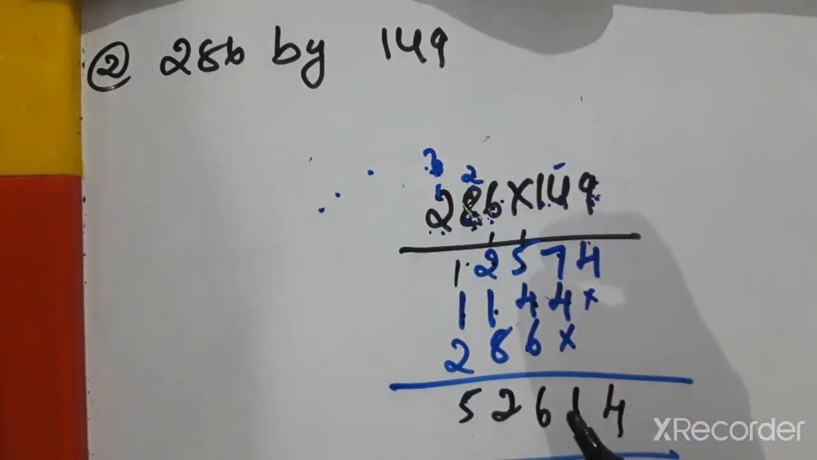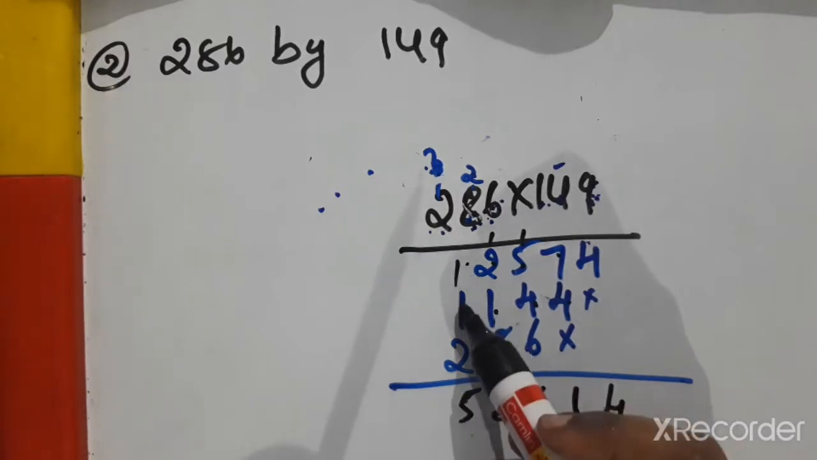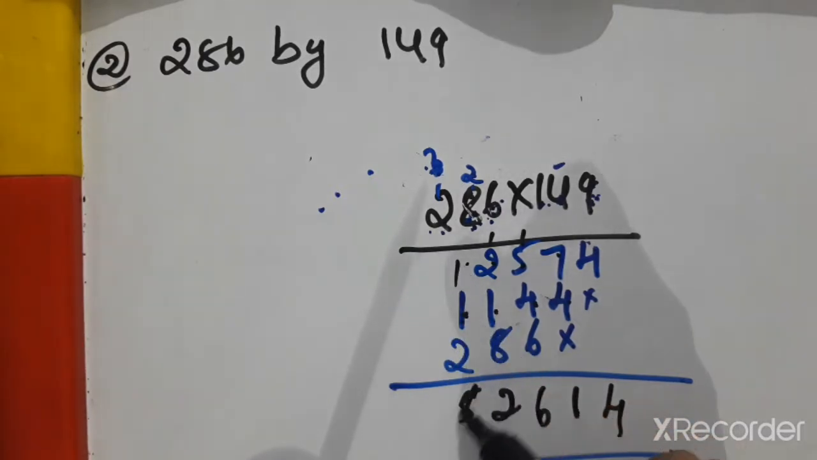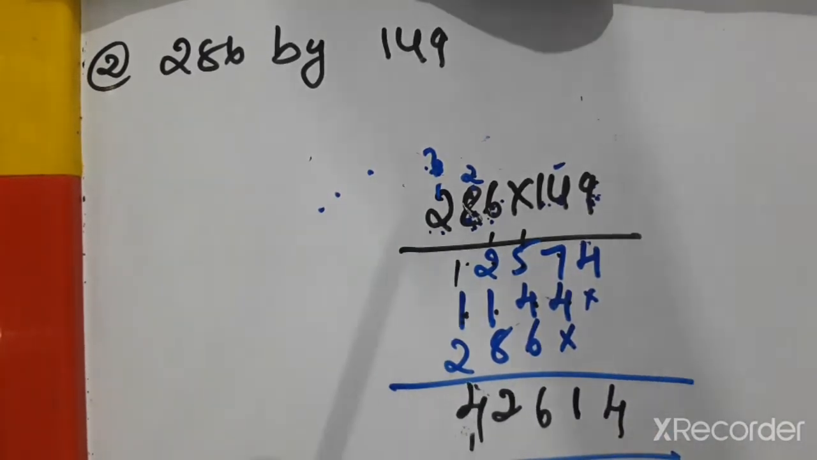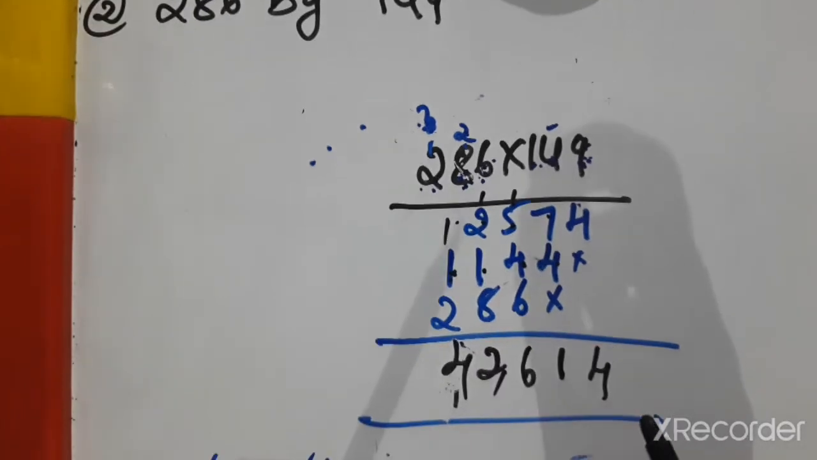Answer is 1 plus 1 is 2, 2 plus 2 is 4. Answer is 42. So the answer is 42,614.